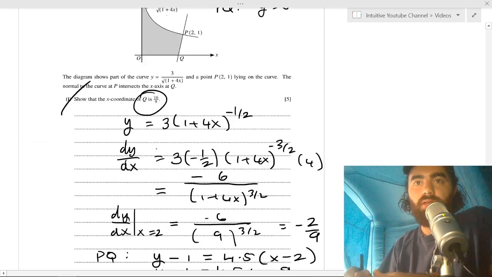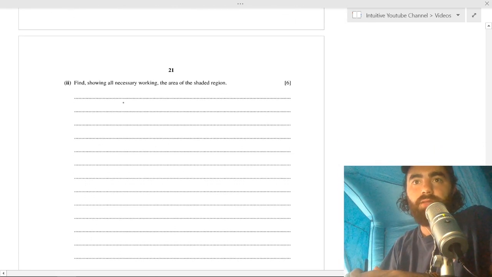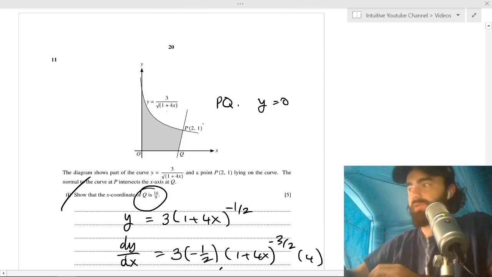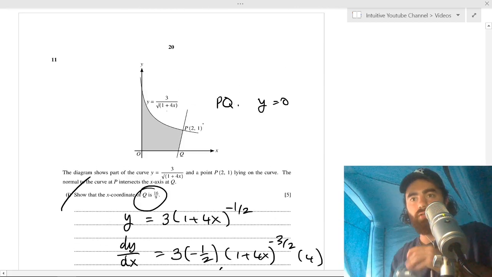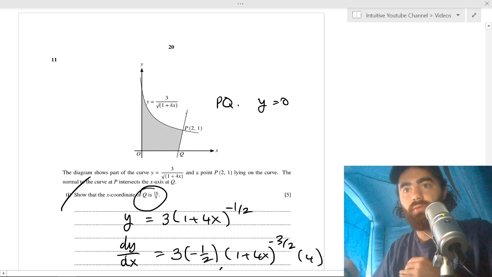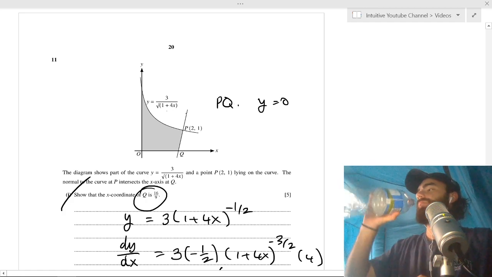Cool, and now the last question in the exam is: find, showing all necessary working, the area of the shaded region. Well, this question is not just simply differentiation, because we have this slanted line here which may cause some difficulty. That's why it's 6 marks.